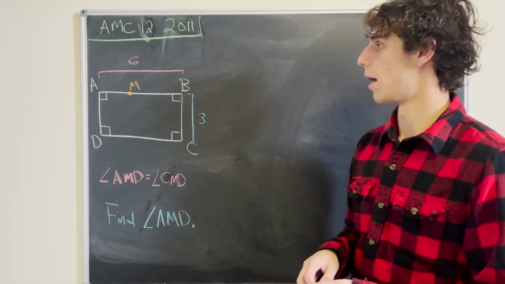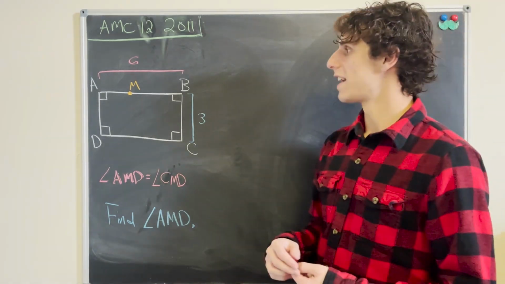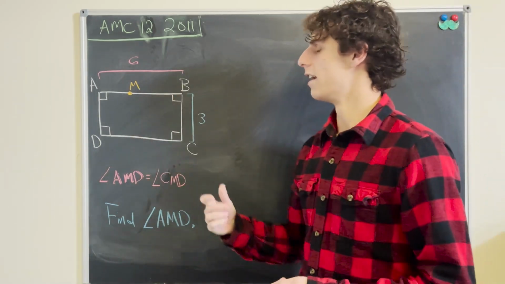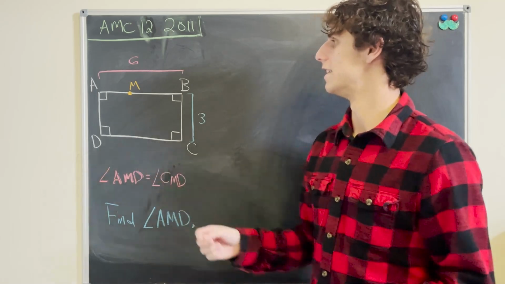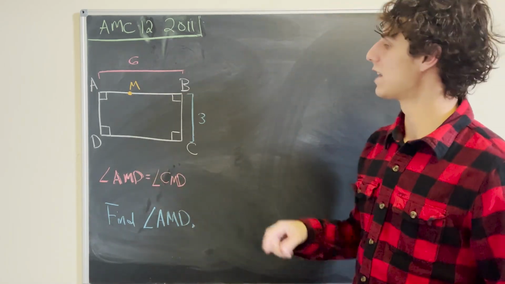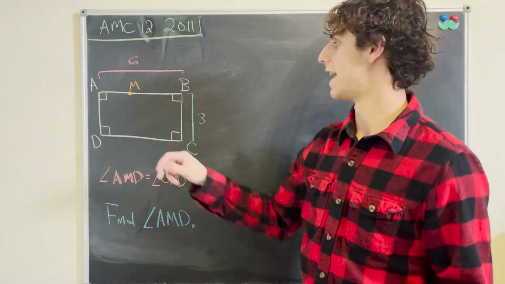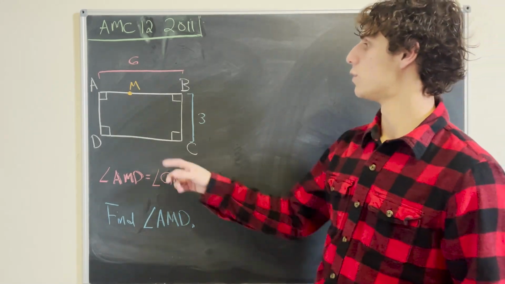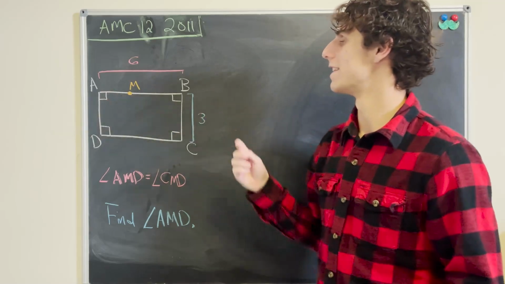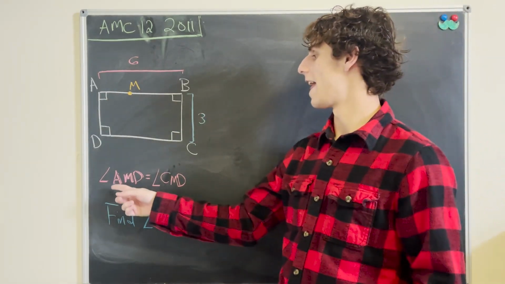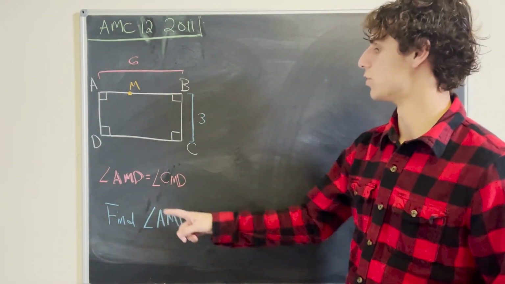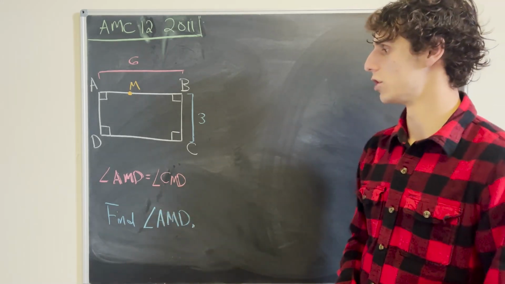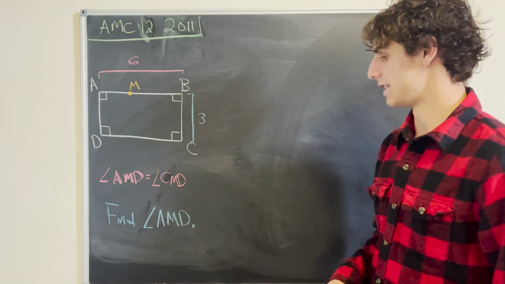Now let's jump into this problem. So first, we're given this rectangle ABCD, where side length AB, and obviously because it's a rectangle CD as well, is a length of 6, and the shorter sides BC and AD are both of length 3. And then we're told to place this point M along this line segment AB such that angle AMD is equal to angle CMD, and then we're told to find the measure of angle AMD.